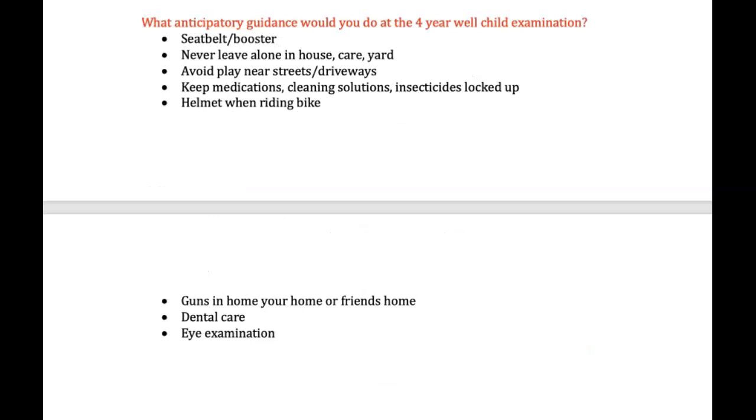Here's some of the anticipatory guidance that's age appropriate that you would be discussing when they do come in for that 4-year-old well child exam. Seat belt, booster seats, never leave alone in the house, or that should say car, not care, car, yard. Avoid play near streets and driveways. Keep medications, cleaning solutions, insecticides locked up and out of reach. Helmet when being out on a tricycle or a bike. Guns, I find out if there's any guns in the home or in friends' homes. Appropriate dental care and eye care.